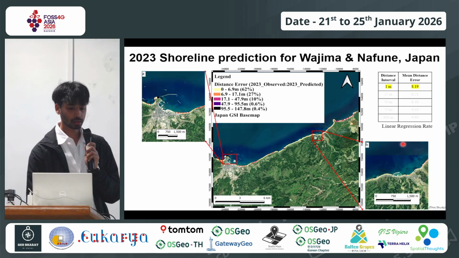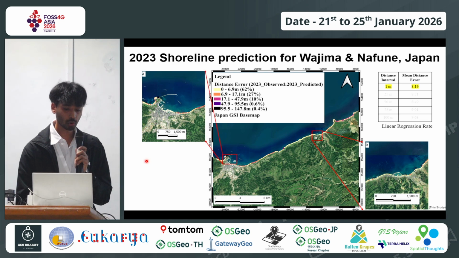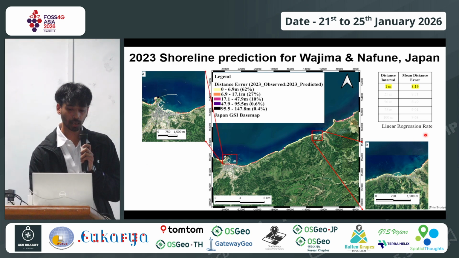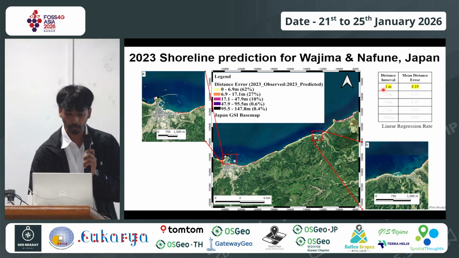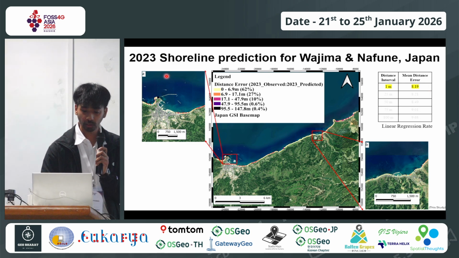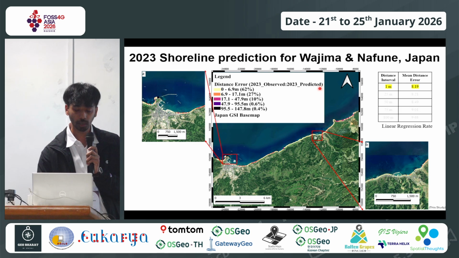And now this is the result for shoreline prediction for 2023. From the 3 statistical methods, the linear regression rate gave the minimum error, and from them, as I mentioned, there were 5 different distance intervals. So 1 meter gave the very low minimum mean distance error. Now if you look at this legend, it shows the distance error between 2023 observed and 2023 predicted.